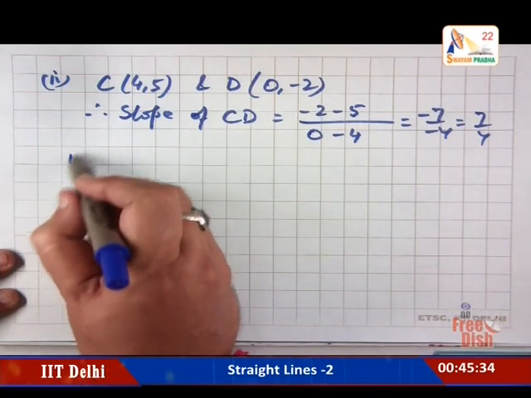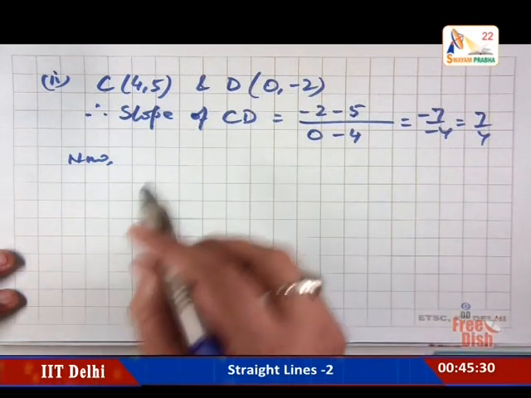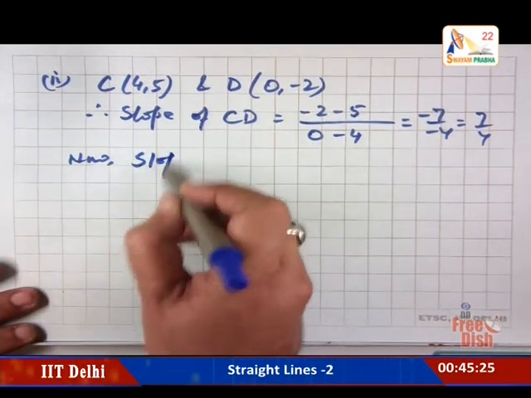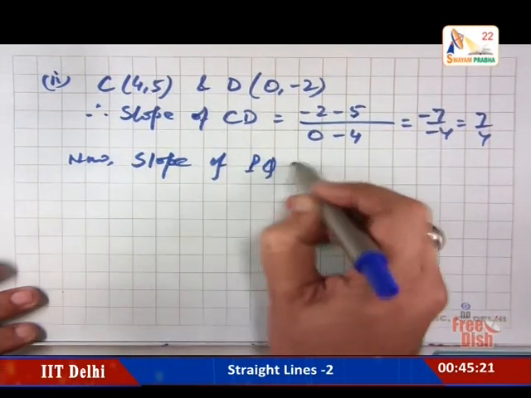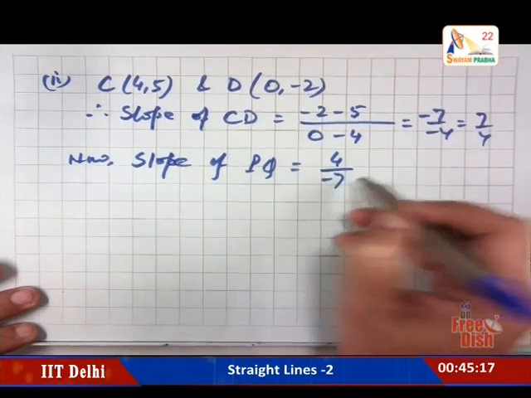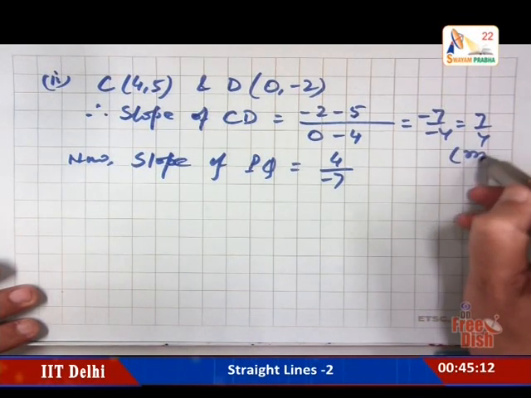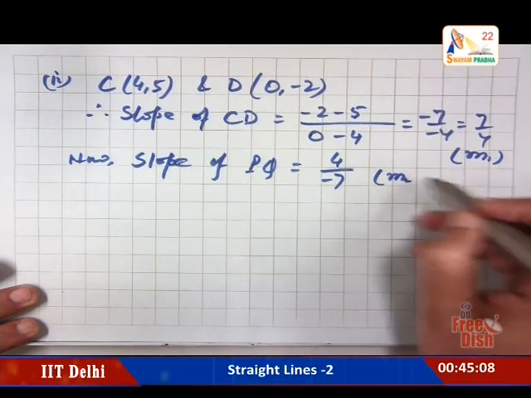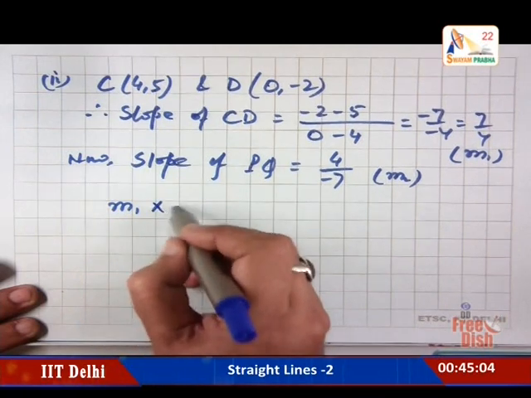Now slope of PQ that we have already found, slope of PQ is equal to 4 by minus 7. Say this is M1 and this is M2. Now find M1 cross M2.